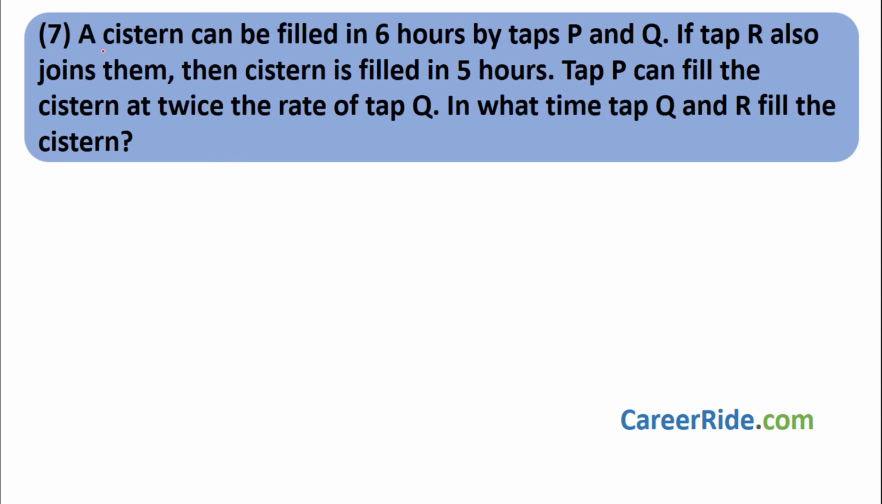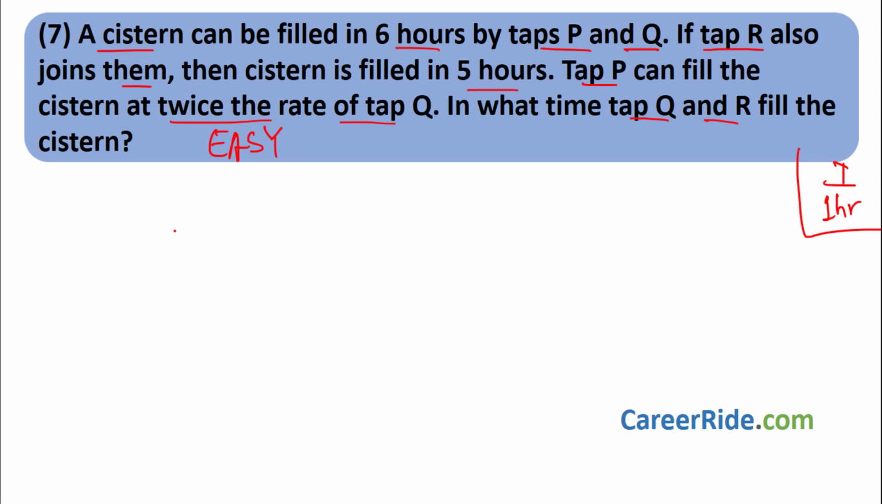Question number 7. A cistern can be filled in 6 hours by taps P and Q. If tap R also joins them, then the cistern is filled in 5 hours. If tap P can fill the cistern at twice the rate of tap Q, in what time can taps Q and R fill the cistern? Again, pretty easy. There's nothing much to it. We have to use the basic formulas, that is inversion, and find the 1 hour work done.